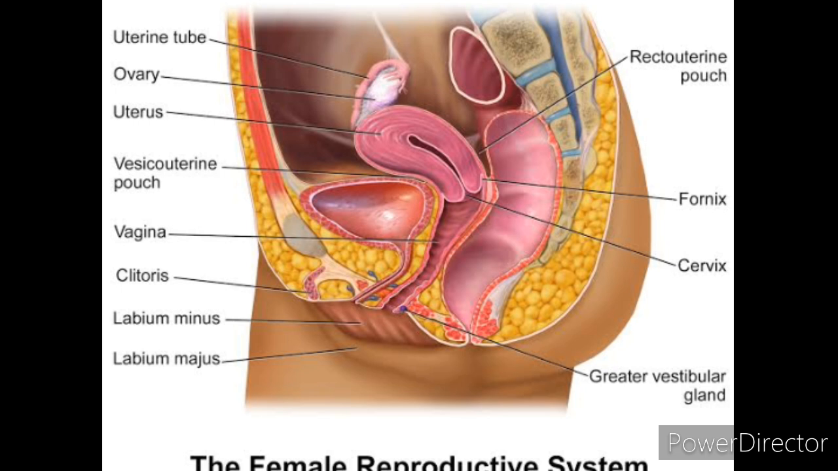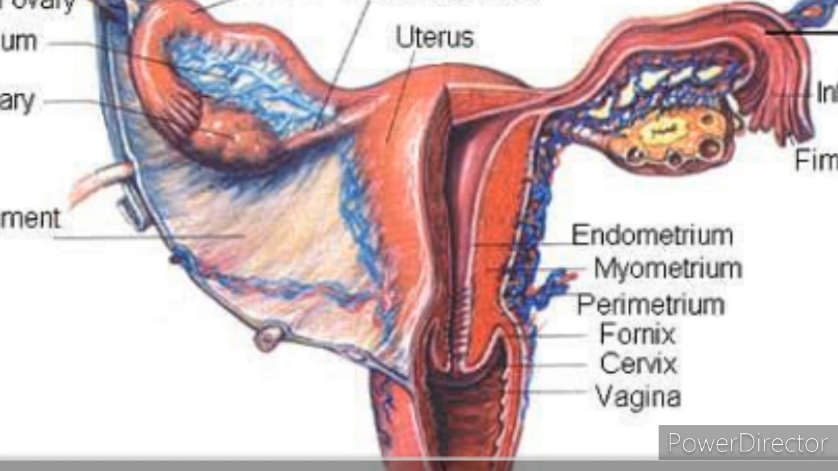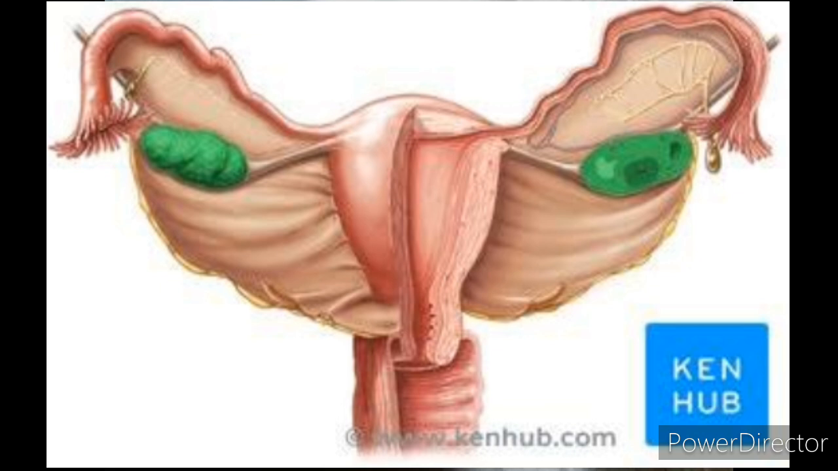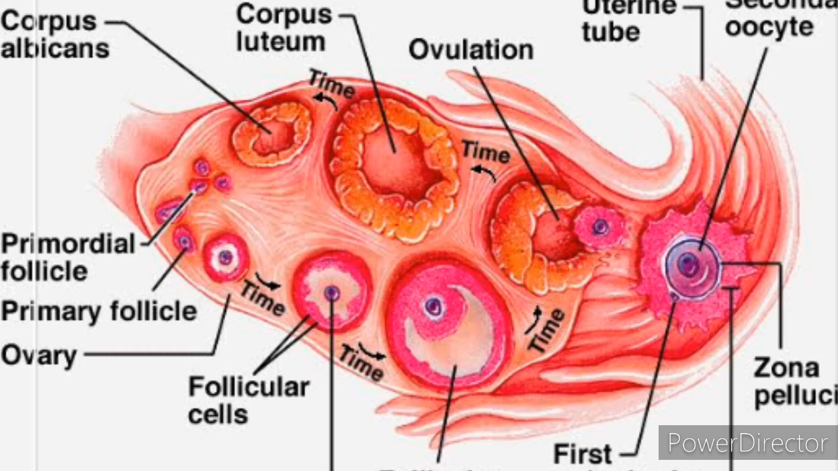Now we are going to see the structures one by one. Now we will see the structure of the ovary. Ovaries are female sex organs that produce the female gamete, the ovum, and steroid hormones. Position of the ovary: the ovaries are located on either side of the uterus, measuring about 2 to 4 cm in length. The ovary consists of two regions.